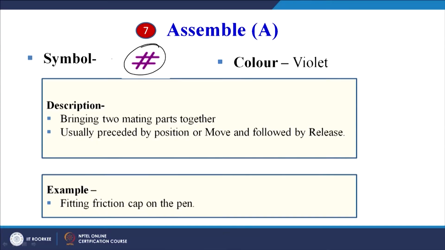Then another thing, that is assemble. You can see the micro motion symbol here. The opposite will be disassemble. Assemble means bringing two mating parts together, usually preceded by position. For example, we want to assemble a nut and a bolt, so we first bring the nut and the bolt together. It is preceded by position or move and followed by release. Once we have assembled it, it is followed by release. So this is the assemble operation.